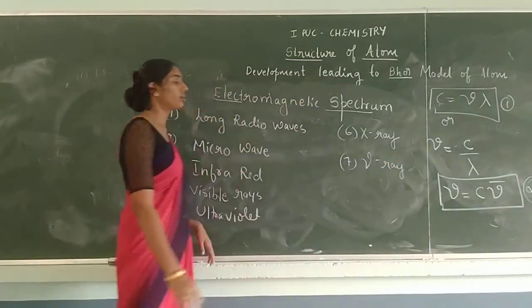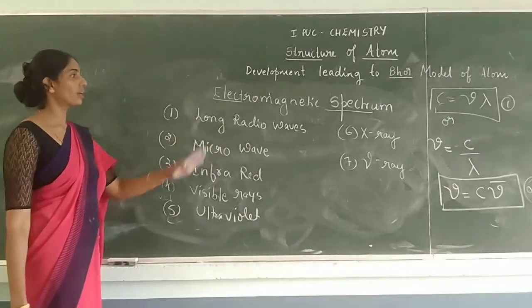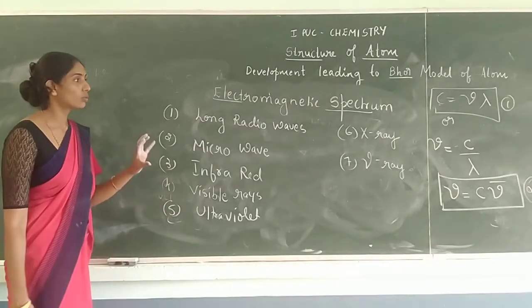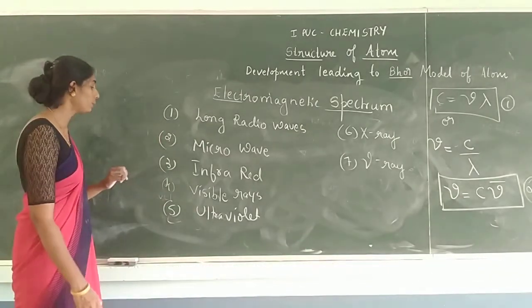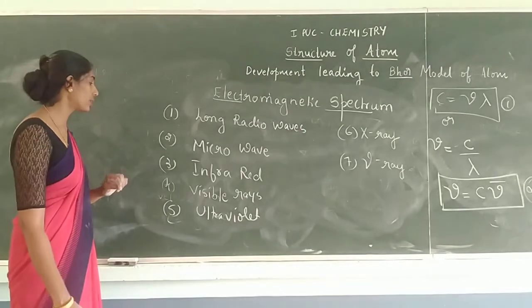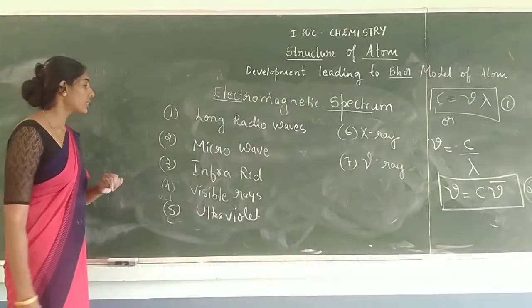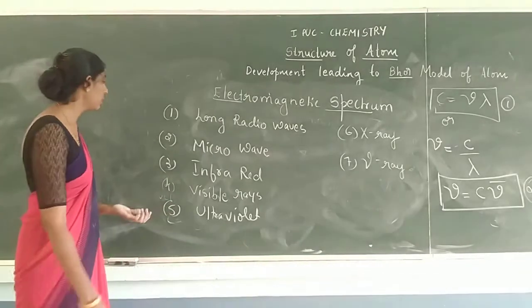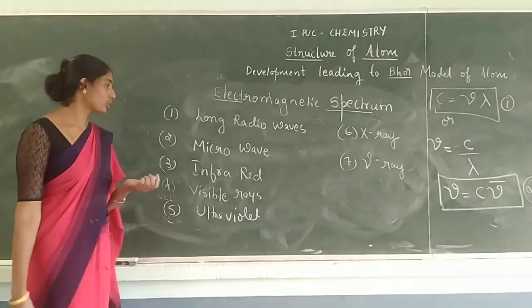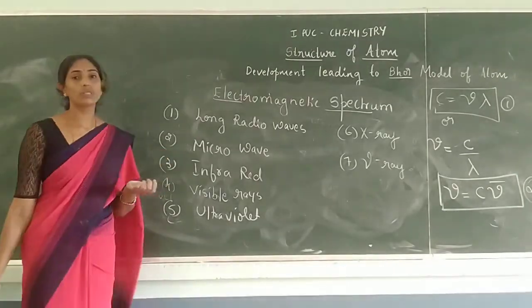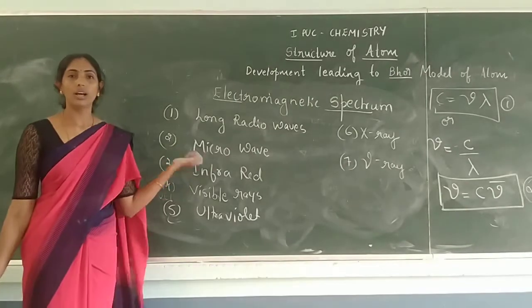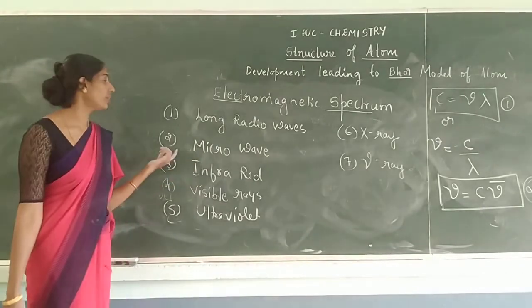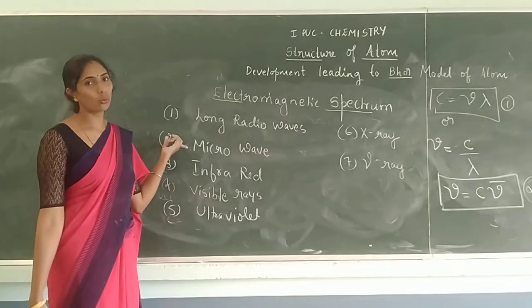When you study some of the radioactive reactions, these gamma rays are used. X-rays are used to find out breaks in the bones. Ultraviolet rays are usually used in killing germs. Visible rays are usually used to see the object. Infrared rays are used for heating purposes. Microwaves are usually used in the radar system to detect objects, as well as in the oven also.